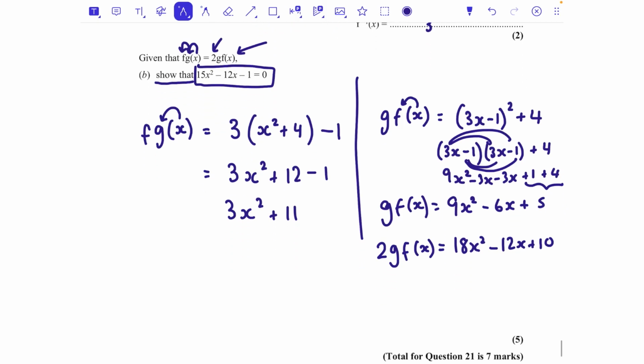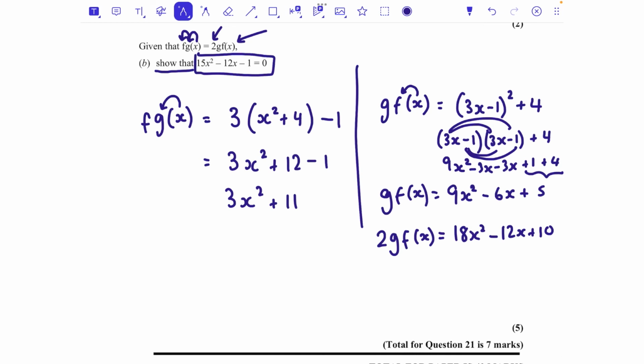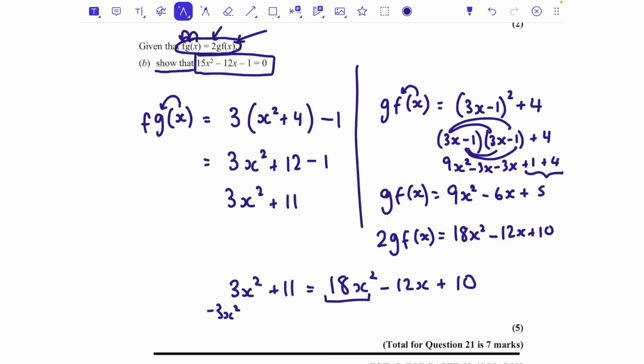This is very much a grade 9 question, by the way, so if you are managing to follow along, well done. So now I've got to make them equal. It says f of g of x needs to equal 2g of f of x. So I've got 3x squared add 11 equals 18x squared minus 12x add 10, but they've got it equaling 0. It's going to be easier to keep this term positive. We can see they've got 15x squared, so I'm going to take 3x squared away from both sides, and I'm also going to take 11 away from both sides. So 0 equals 15x squared minus 12x minus 1, and that's exactly what they gave me. That's what they said we needed to get.